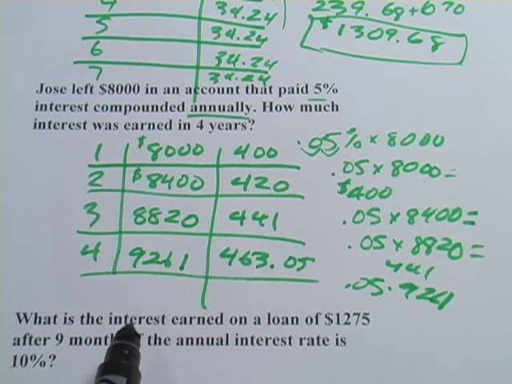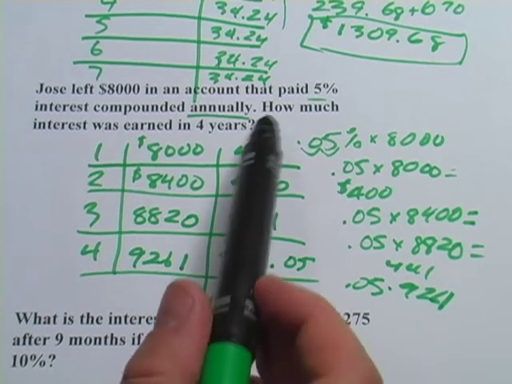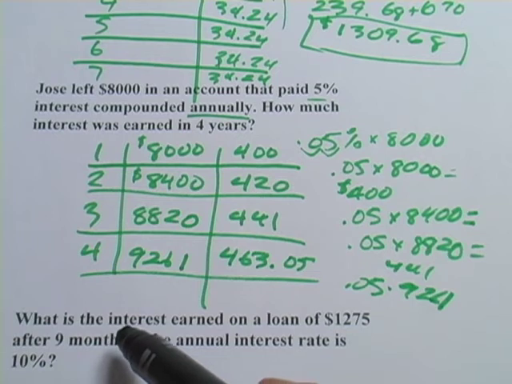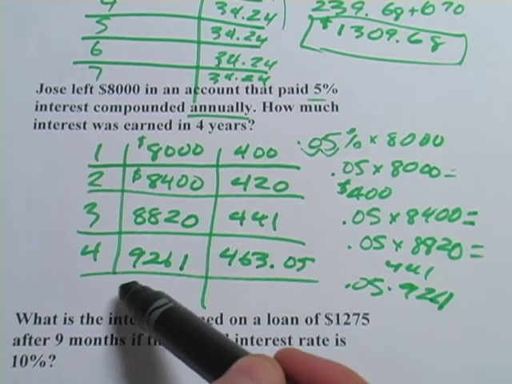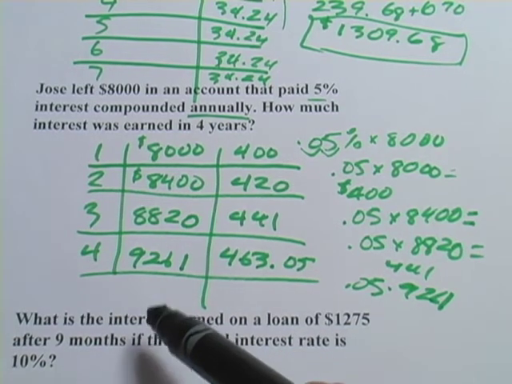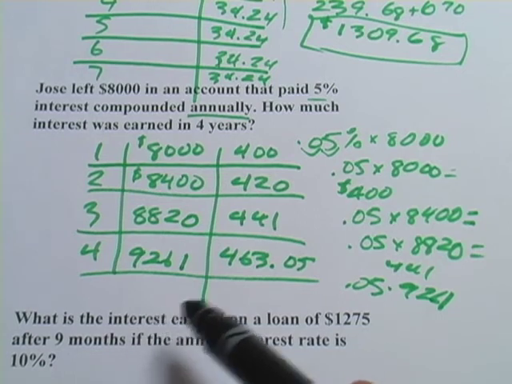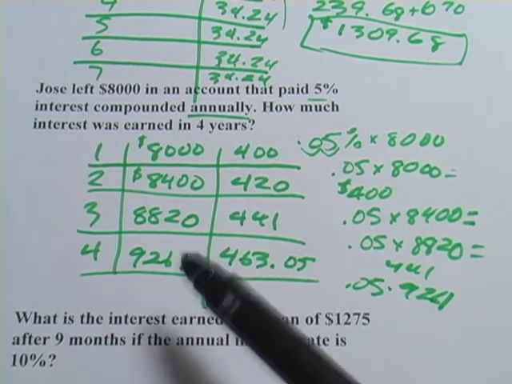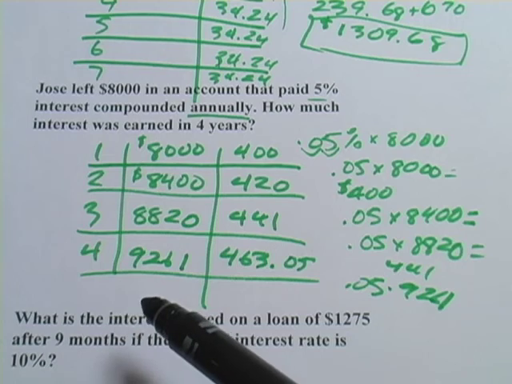But the question actually asks me something different. It says how much interest was earned in 4 years, not what my account balance is. My account balance is going to be $9,700 plus a little bit, which compared to the simple interest above, you can see compound interest will earn you over time quite a bit more.